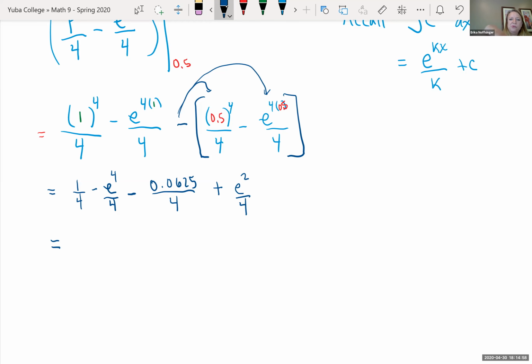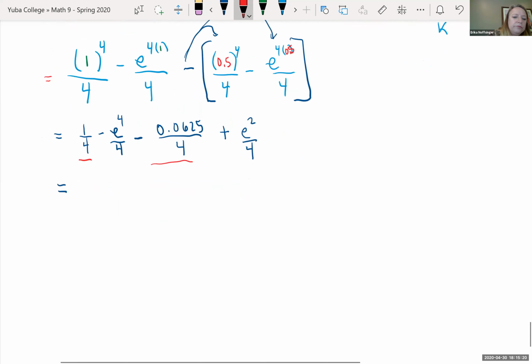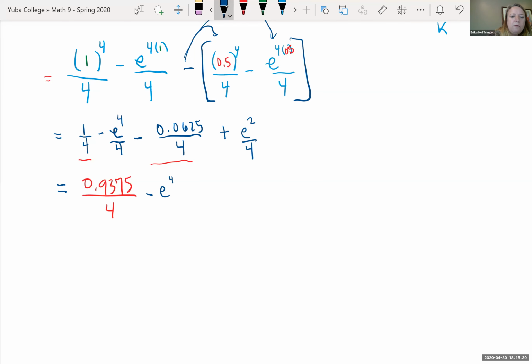Okay, so we can combine like terms. Let's see what they did. They left theirs in decimal form. So 1 minus 0.0625 is going to give us 0.9375 all over 4, minus e to the 4th over 4 plus e squared over 4.